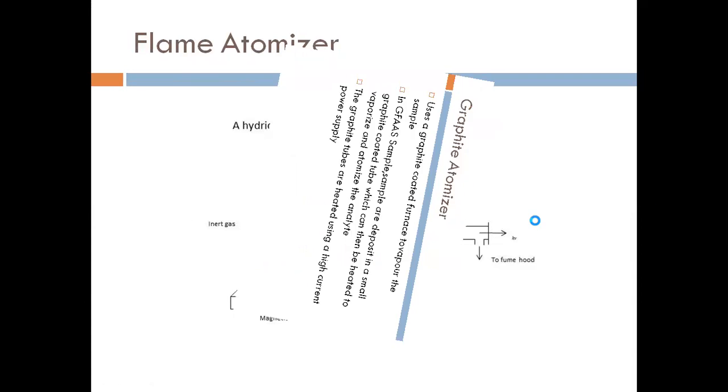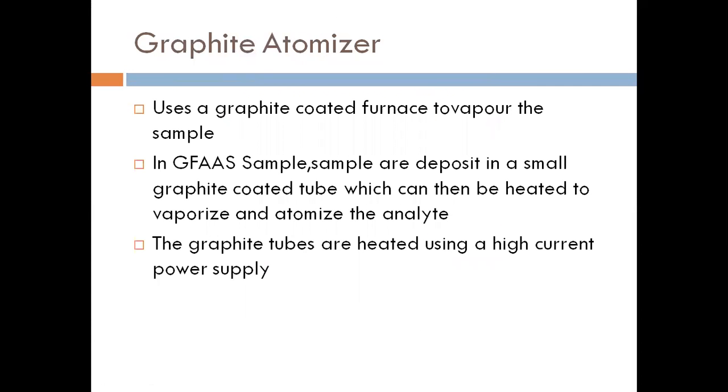So next is the graphite atomizer. It uses a graphite coated furnace to vaporize the sample. In graphite atomizer, samples are deposited in a small graphite coated tube which can then be heated to vaporize and atomize the analyte. The graphite tube is heated using a high current power supply.